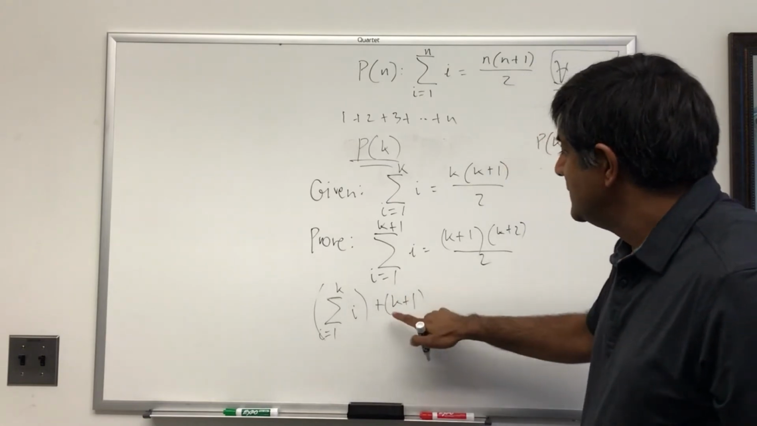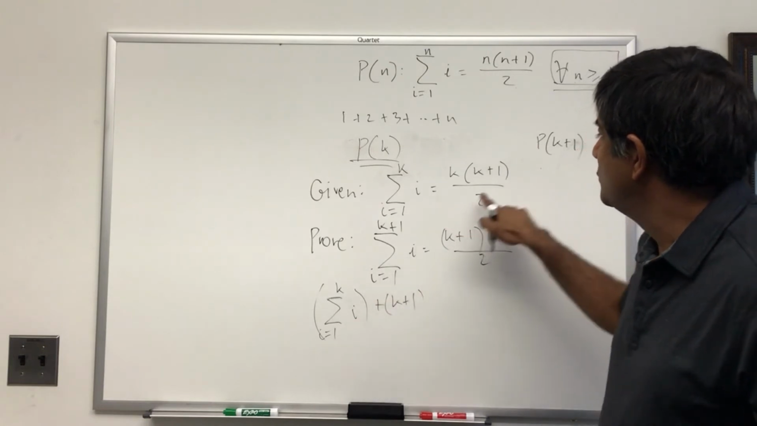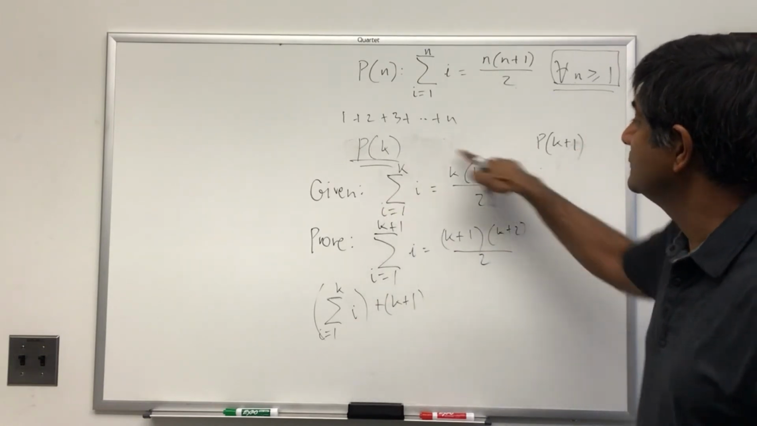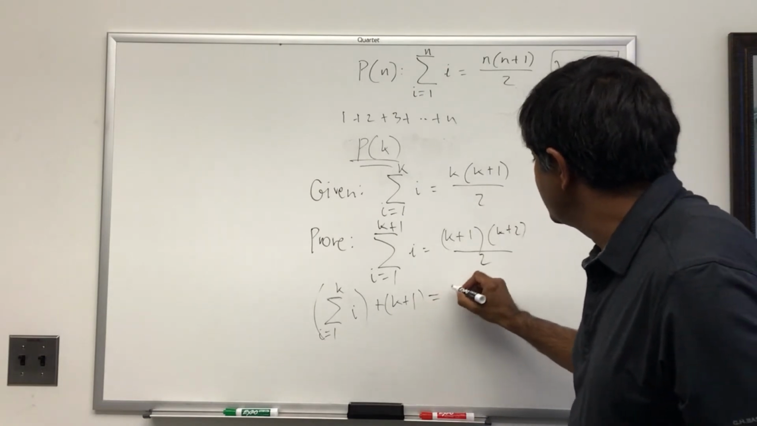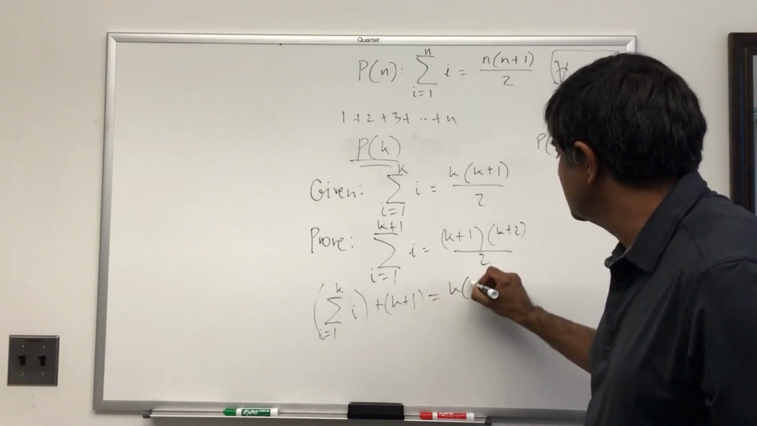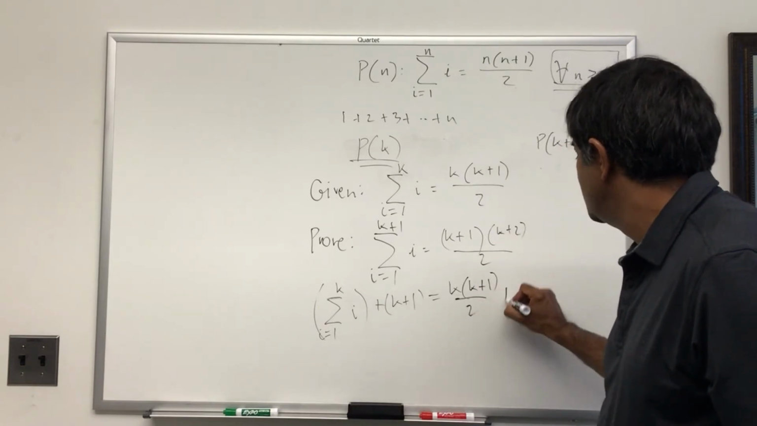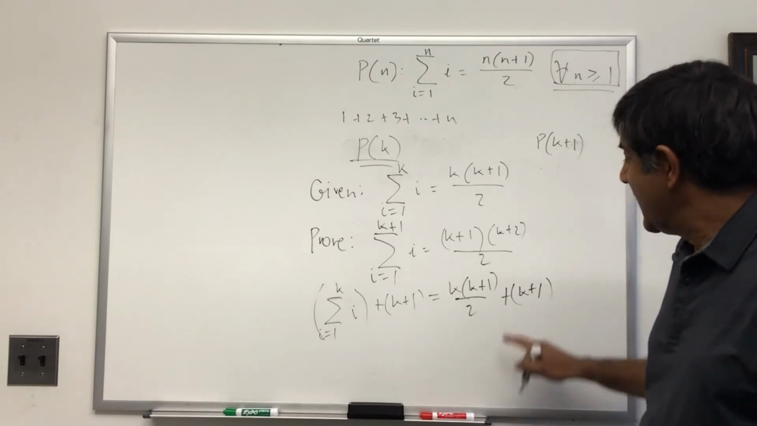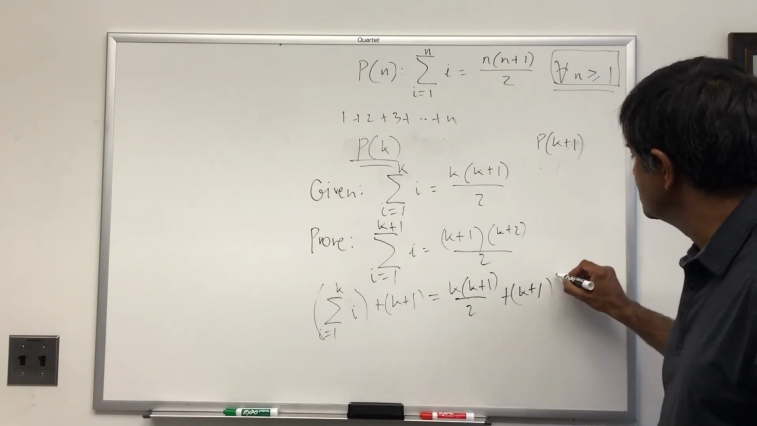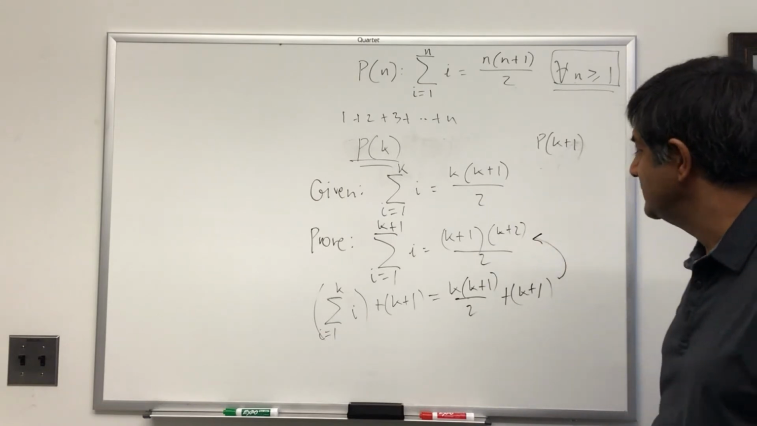Okay. Now, I can replace this sum with the right-hand side here because I'm allowed to assume this equality is true. So when I do that, I now get k times (k plus 1) divided by 2, plus k plus 1. And now a bit of algebra should take you to the right-hand side here.